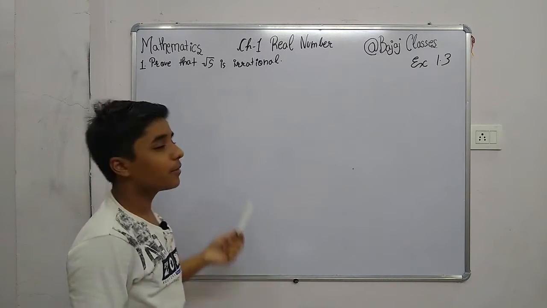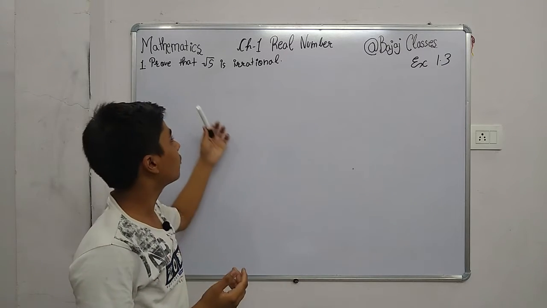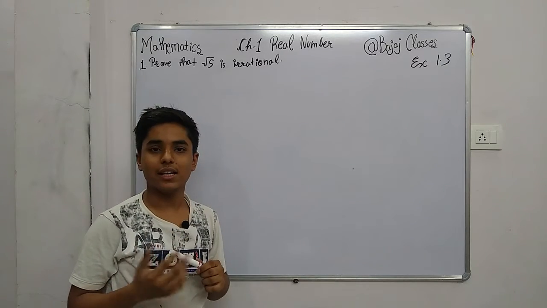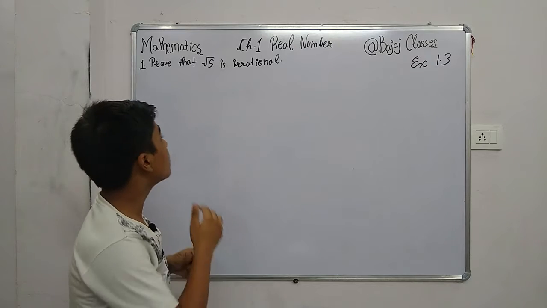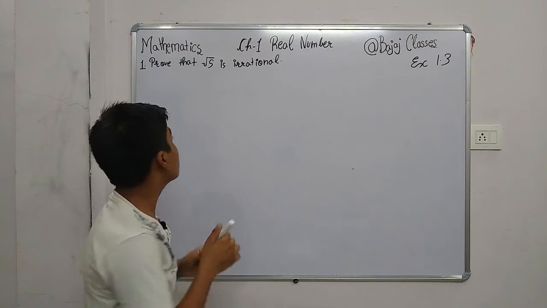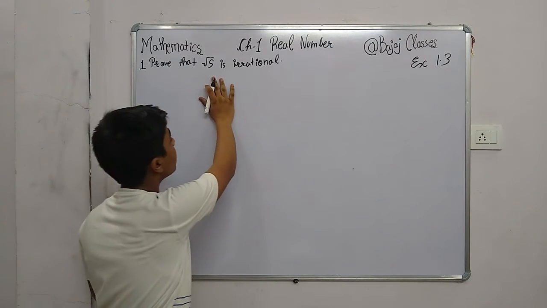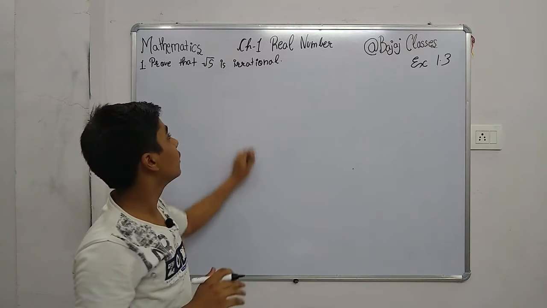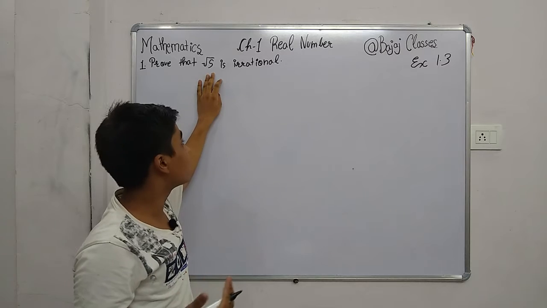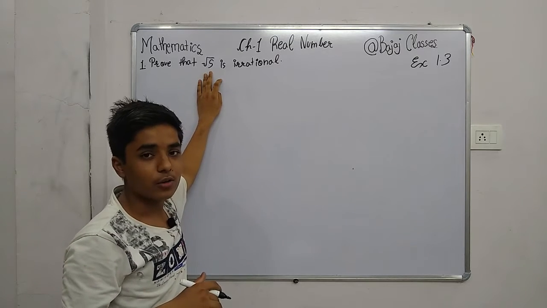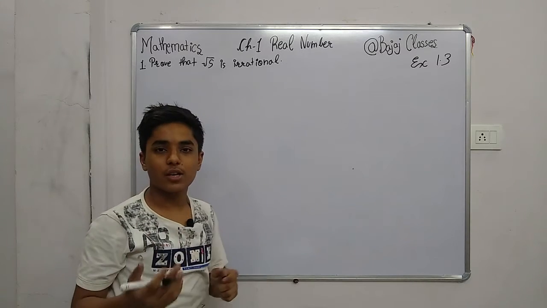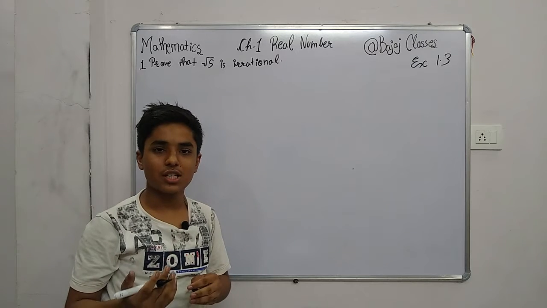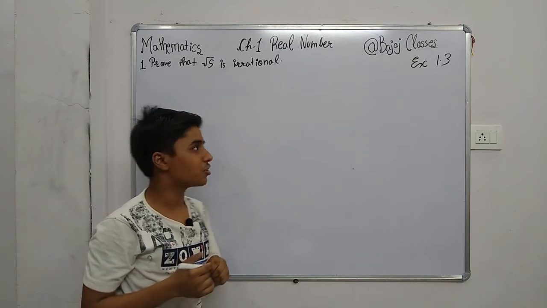Basically in the previous video we had read the concept of how to prove any number irrational, because in mathematics you have to prove everything. So our question is: prove that under root 5 is irrational. In the previous video we had done under root 2 is irrational. In this video we are going to do the first question, and if you didn't watch the previous video, please watch it. I will give the link in the description.